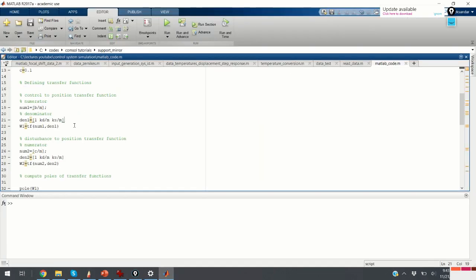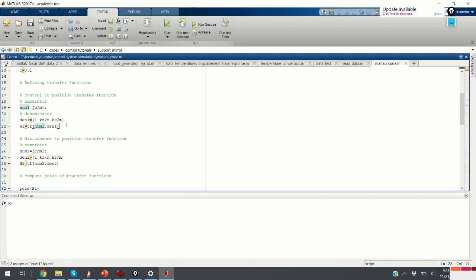Here is how we define these two vectors in MATLAB. Here is our numerator and our denominator. And we use the MATLAB function tf. T stands for transfer, f stands for function, so tf is the transfer function. As arguments to this function, we specify the numerator and the denominator.